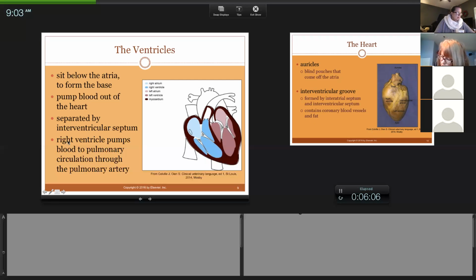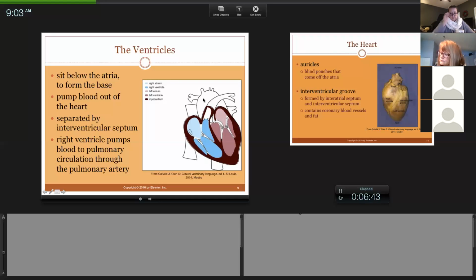The job of the ventricles is to pump the blood out somewhere. So the right ventricle pumps blood through the pulmonary artery. Here's the right atrium, the blue chamber. This is the right ventricle. When the ventricle squeezes, that blood is going to go out this vessel. This is the pulmonary artery, and that is going to go to the lungs. When the left ventricle contracts, it's going to squeeze out through here. This is the aorta, and it's going to go out the aorta.